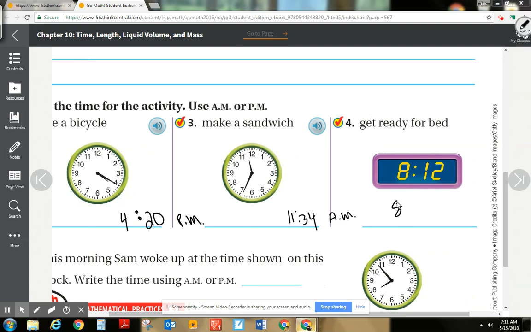Well, this clock's a little bit easier to read. So it's 8:12 a.m. or p.m. It says get ready for bed. Well, 8:12 a.m., you're just about on your way to school. You wouldn't be getting ready for bed. So it must be PM, 8:12 p.m., getting ready for bed, brushing your teeth, putting your pajamas on, and so forth. So that makes sense.